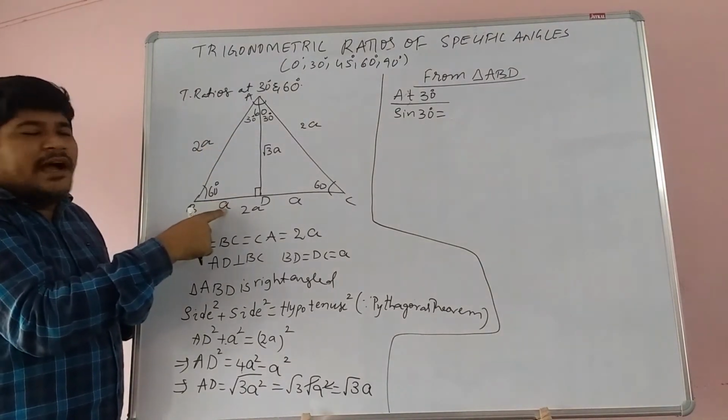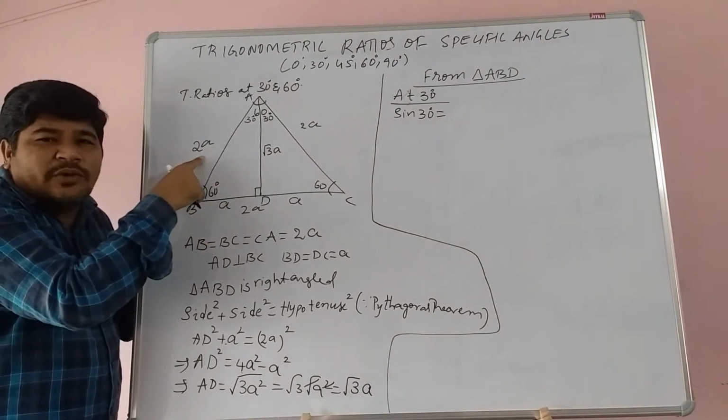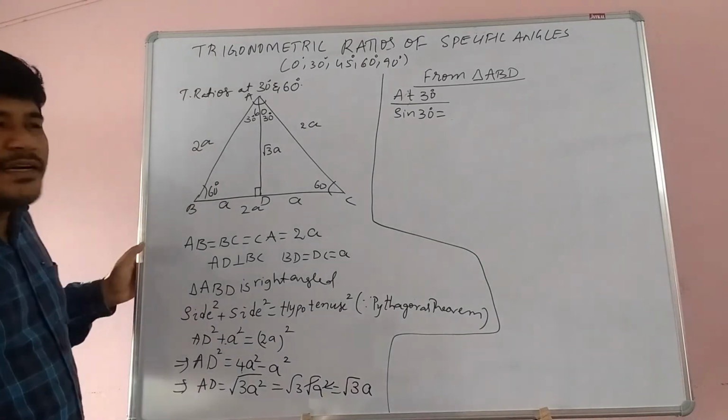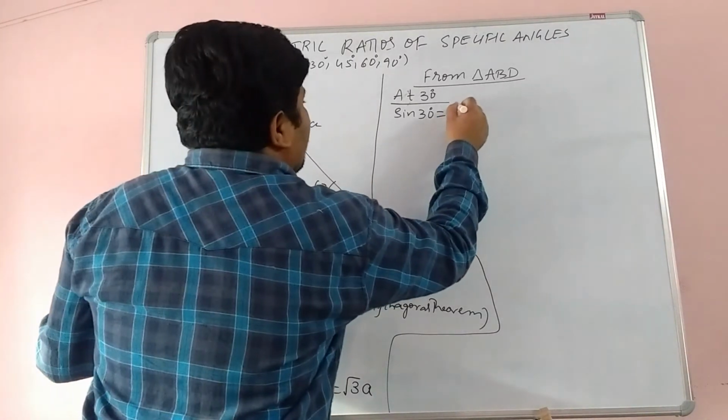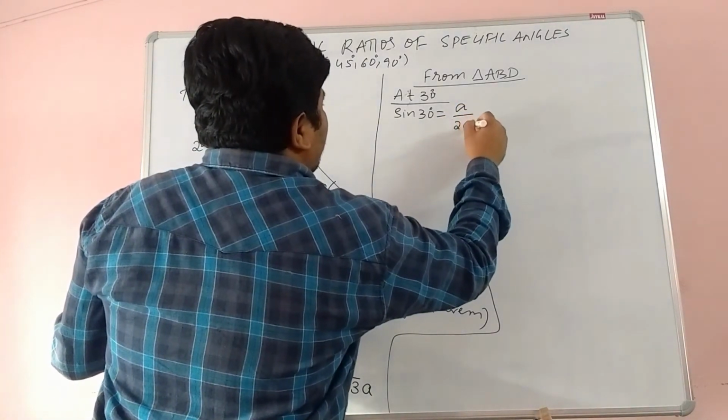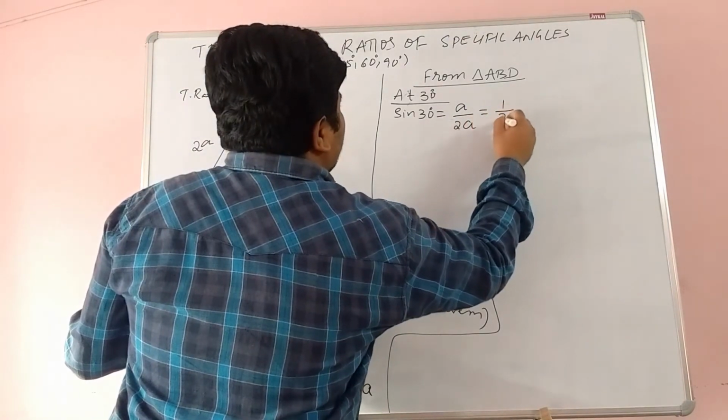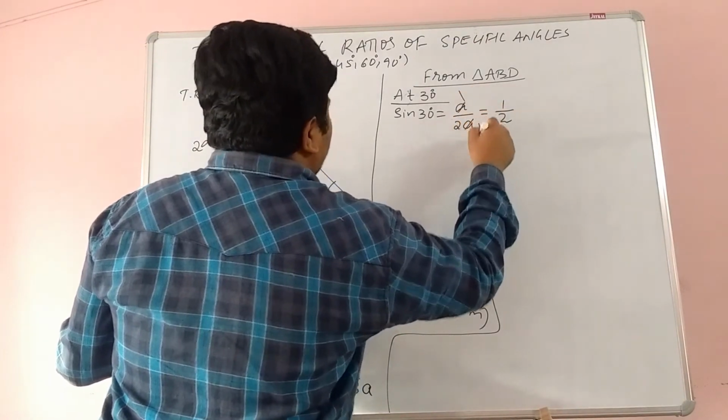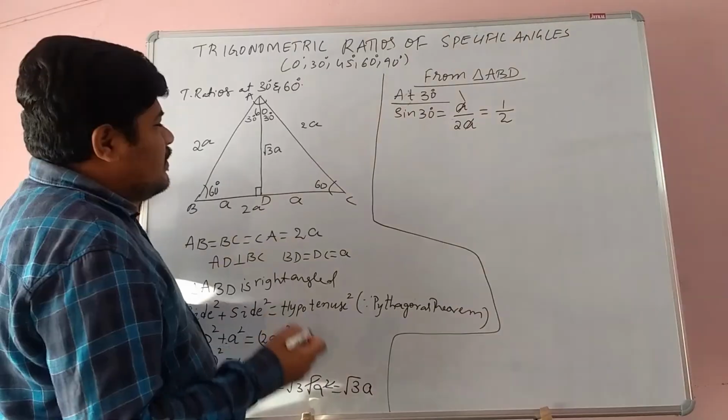And what is the hypotenuse? 2A. So sin 30 degrees is equal to what? A by 2A. So A by 2A is equal to 1 by 2. A 1 is A 1. It will get cancelled. A and A.